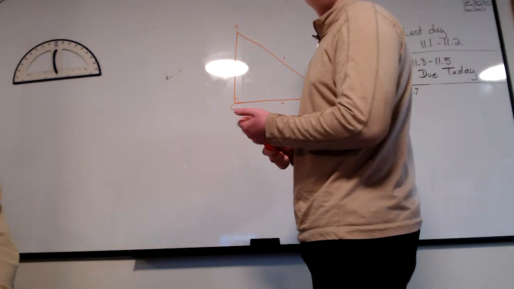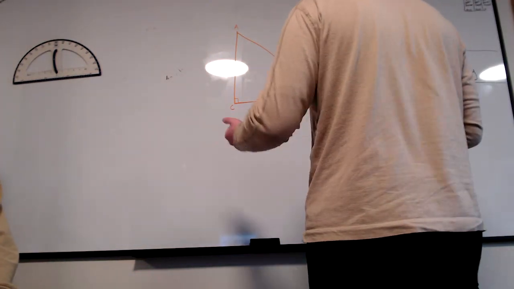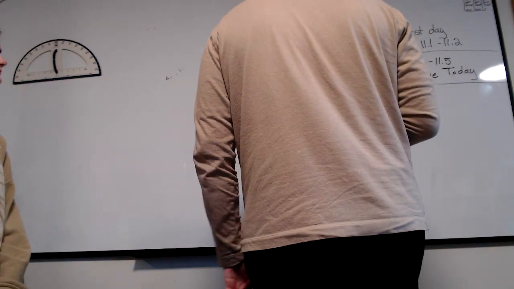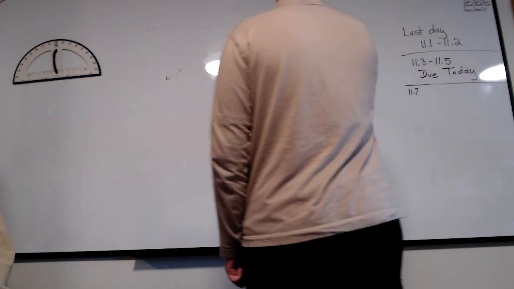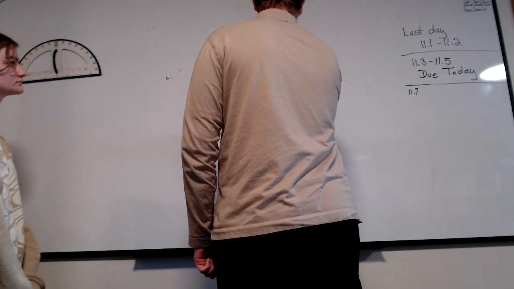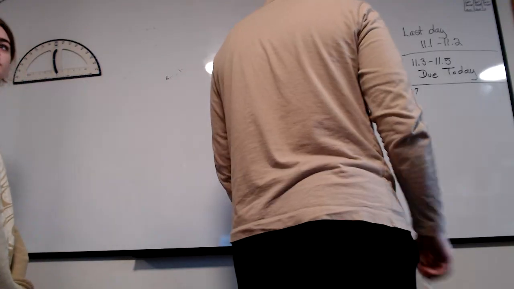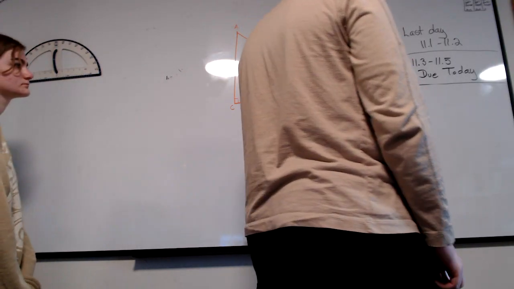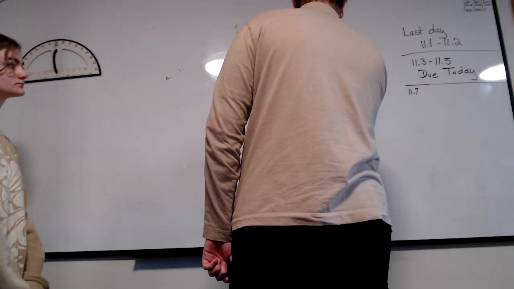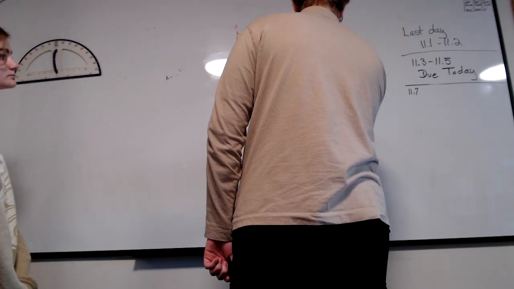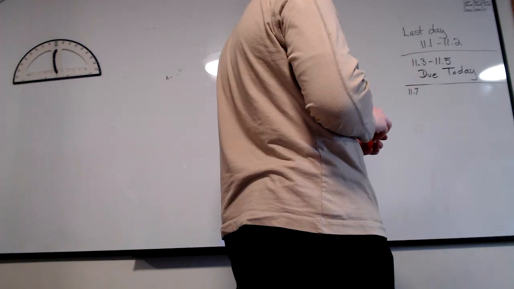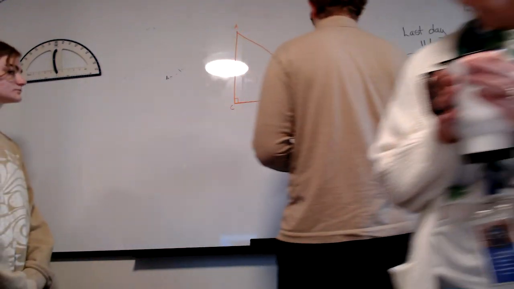Okay, now label side C with 15. Side C is 15. And angle B is 25 degrees. Angle B is 25 degrees.